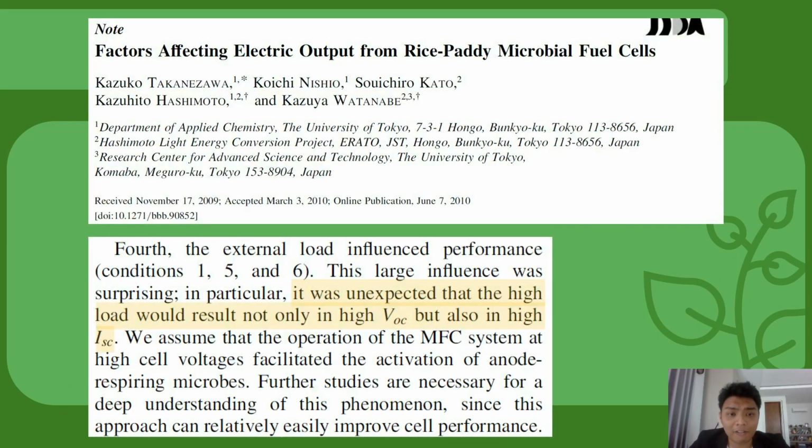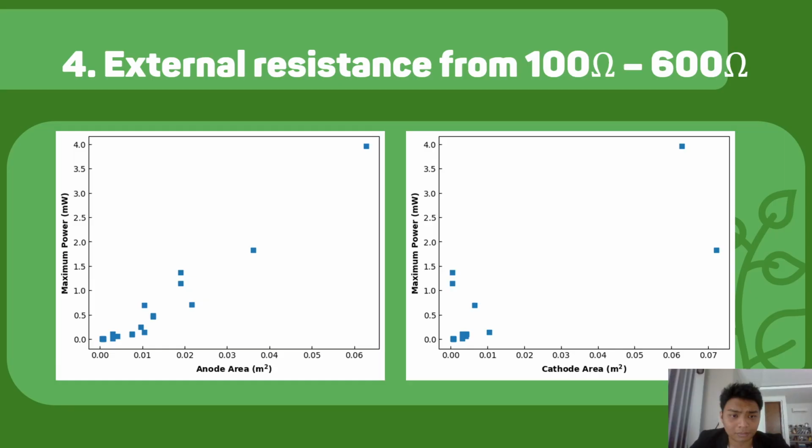So an article from Takenazawa et al. noted that the high external load showed an unexpected influence on the output parameters. And so, I opted to remove the data points that were subjected to 1 kilo ohm external loads. So I stated here that the external resistances that were considered are between 100 to 600 ohms. Now this is because that is the range of the remaining data points.